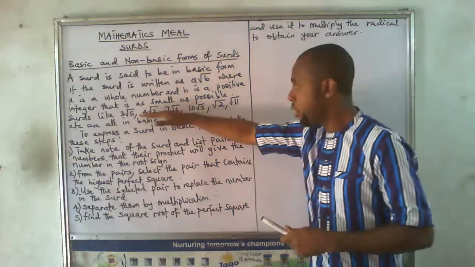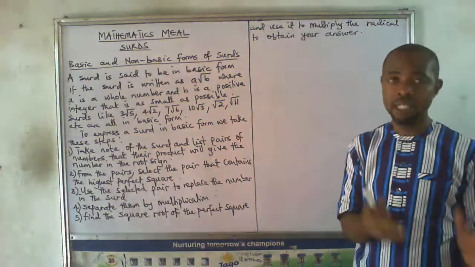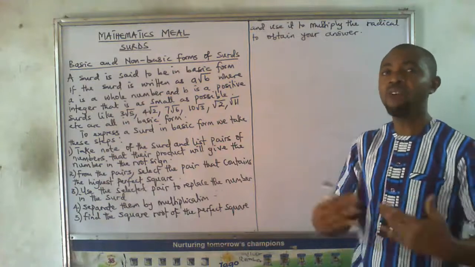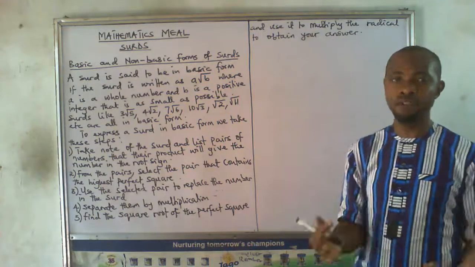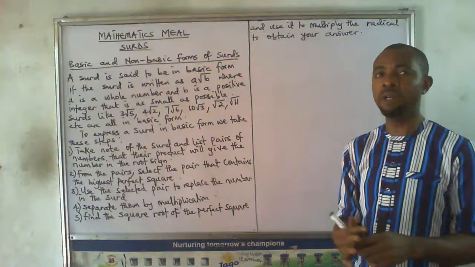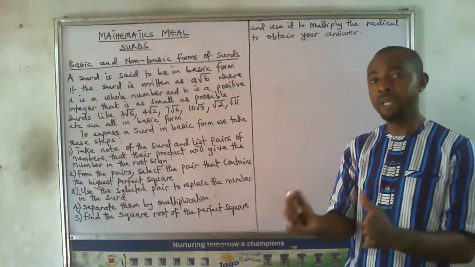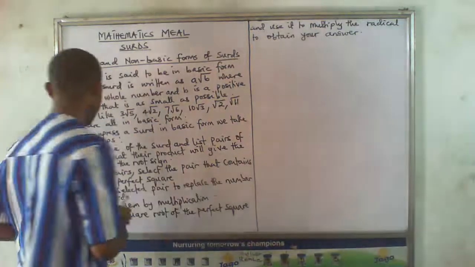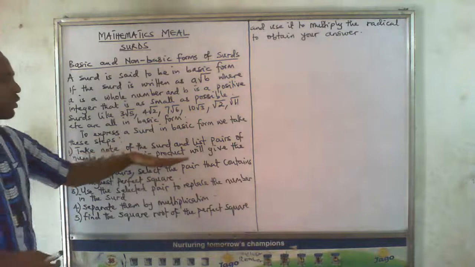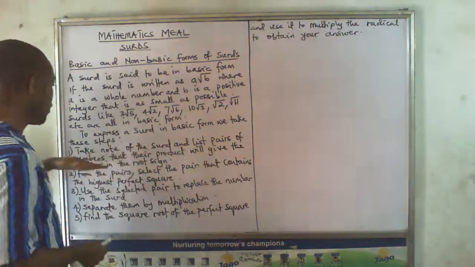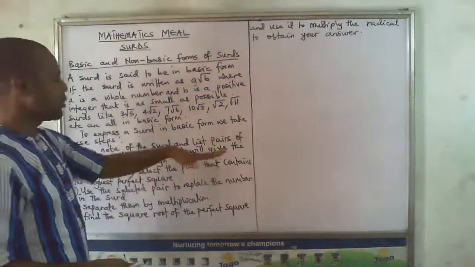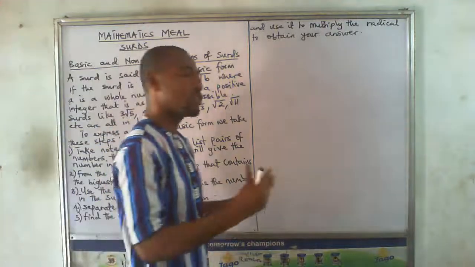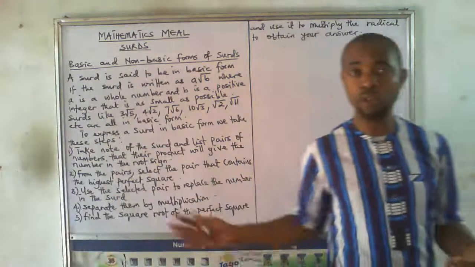Now we know when a surd is in basic form. That's the first thing. The next thing we need to consider is how we can change a surd to basic form. We have about 5 steps. So we say take note of the surd and list the pairs of numbers whose product will give the number in the root sign. It will be better for us to use examples as we are following these steps.